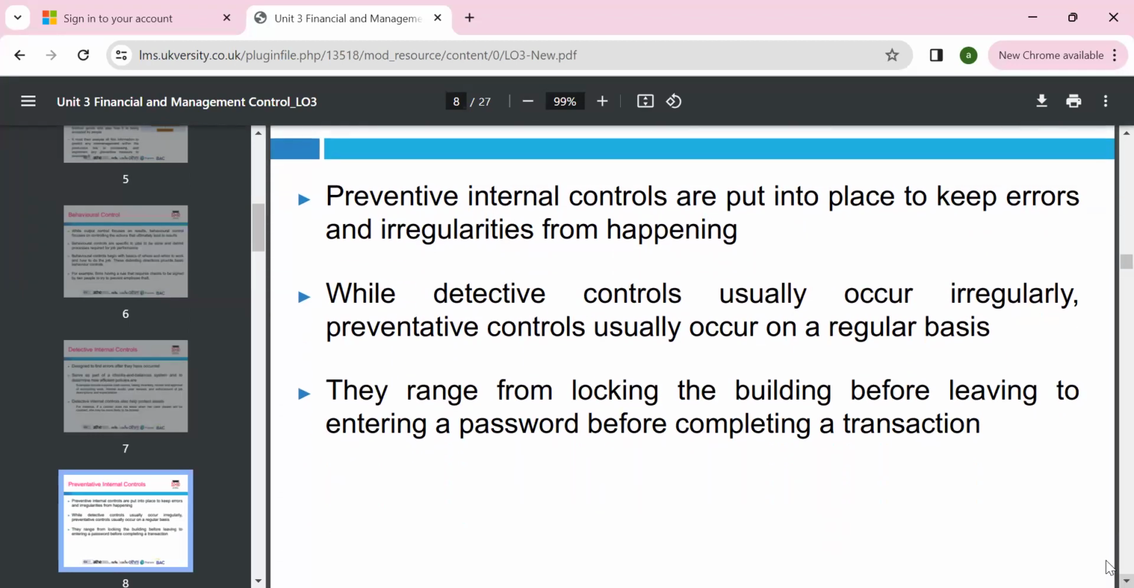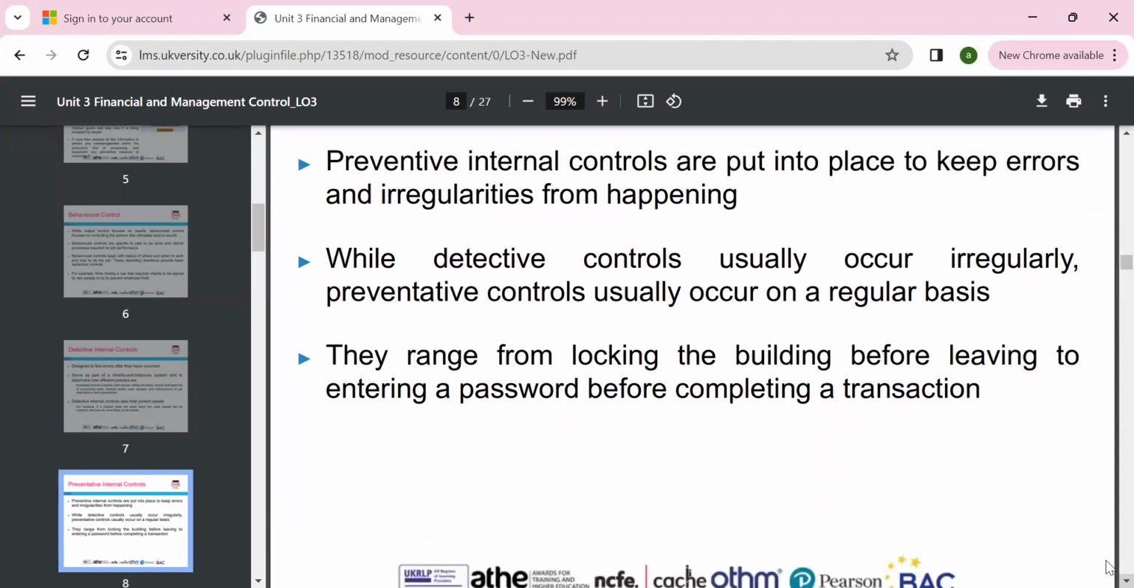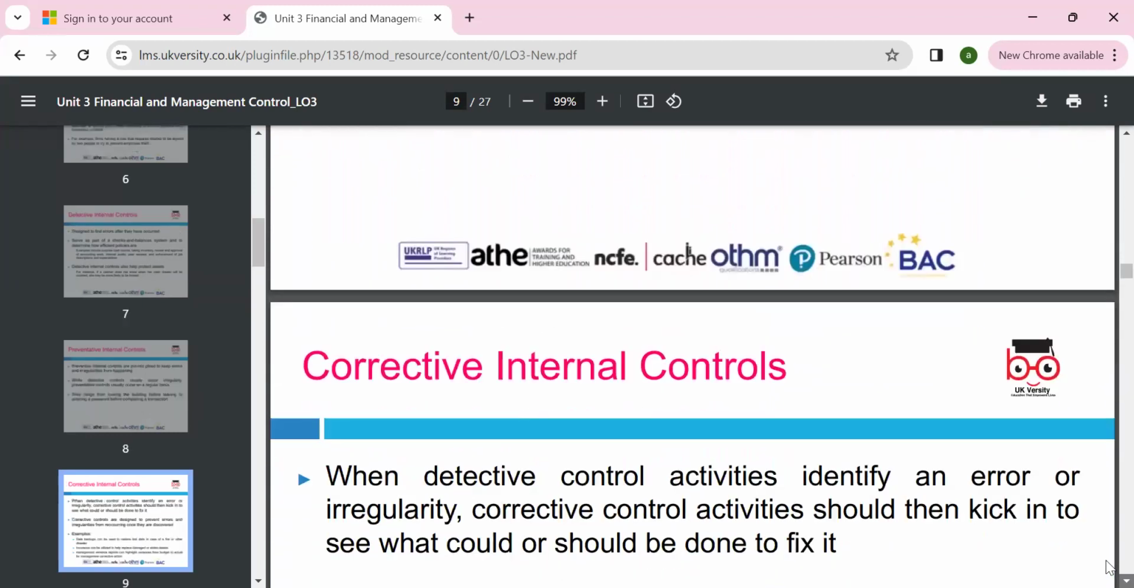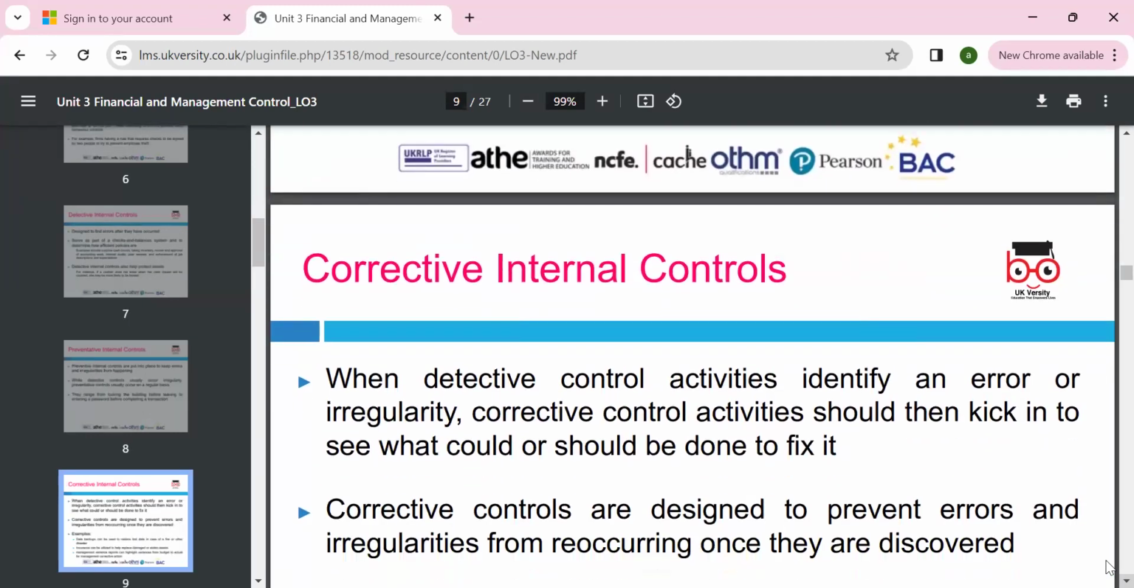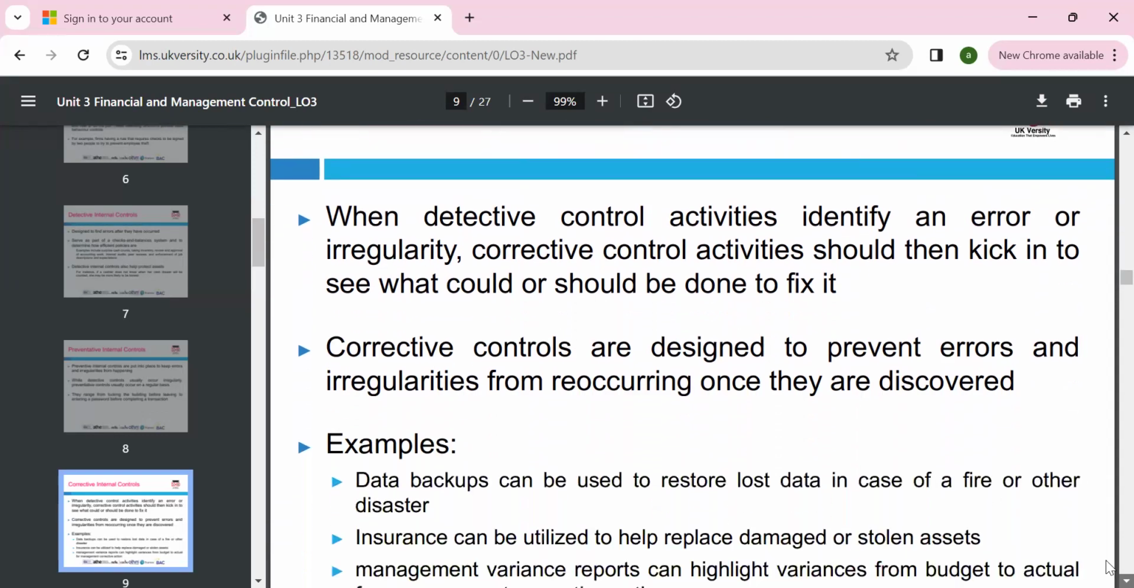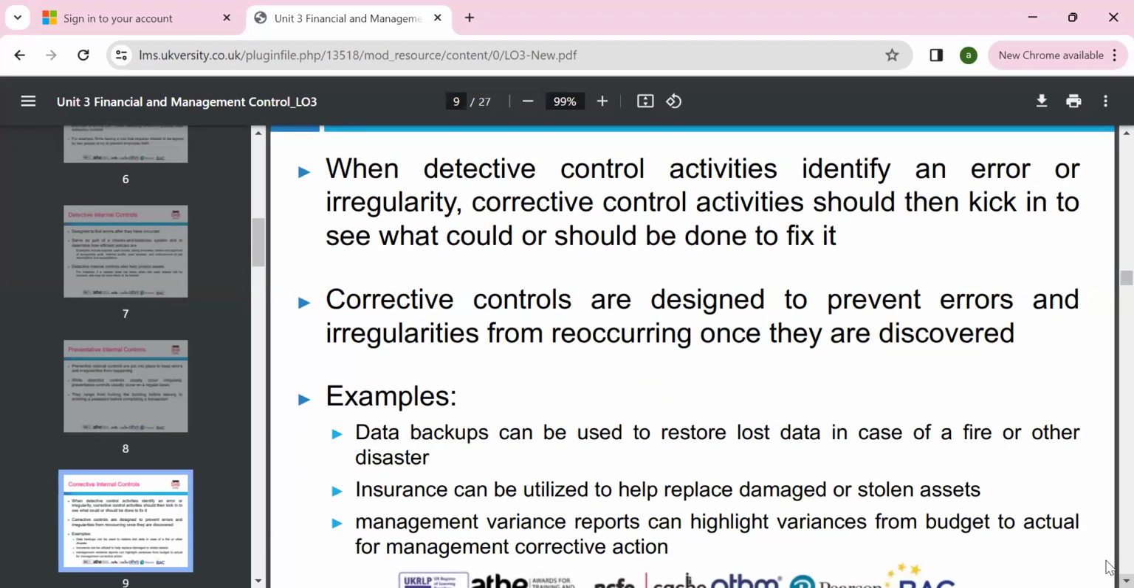They range from looking at the building before leaving to entering the password before completing a transaction. So preventive internal controls and detective controls are activities that identify errors and irregularities. Corrective control activities should then kick in and see what could and should be done to fix it. Corrective controls are designed to correct errors and irregularities once they get discovered.